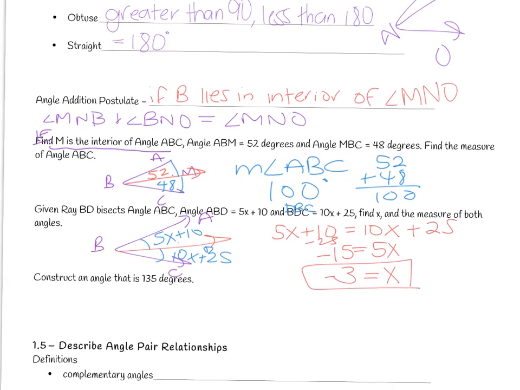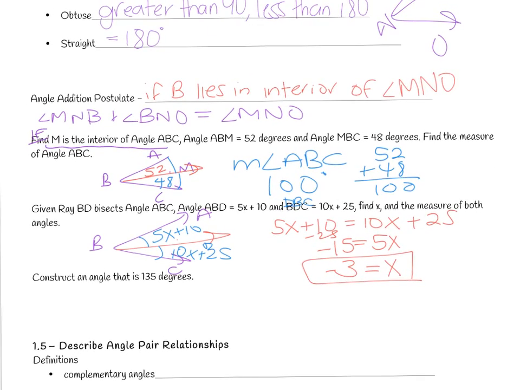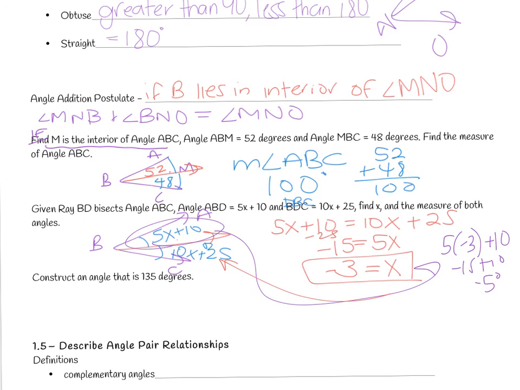And then it says find the measure of the angles. If I were to plug this back in, you're actually going to get a negative here, so this is a bad example, but the process is the same. -15 plus 10 would be -5, and then plug it back in here. 10 times -3 plus 25, -30 plus 25, which would be -5. So they still match, but they should be positive.